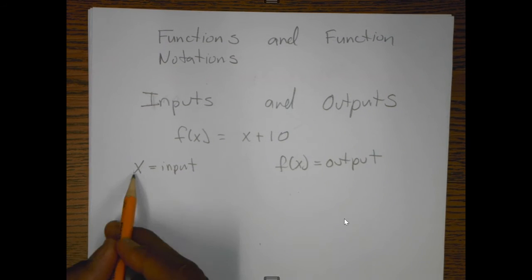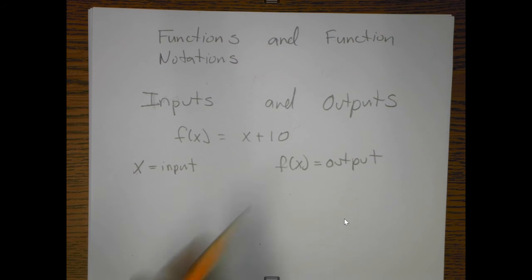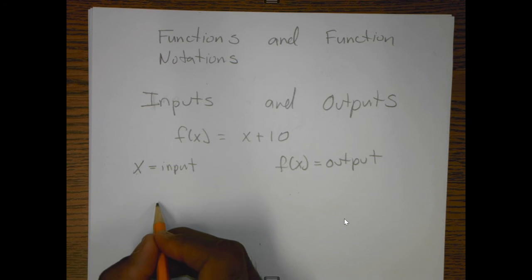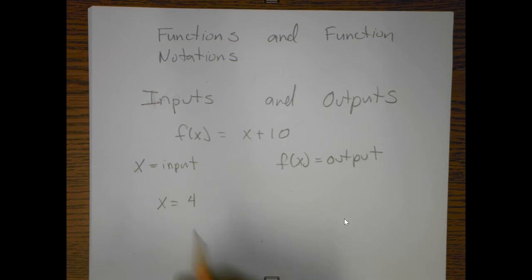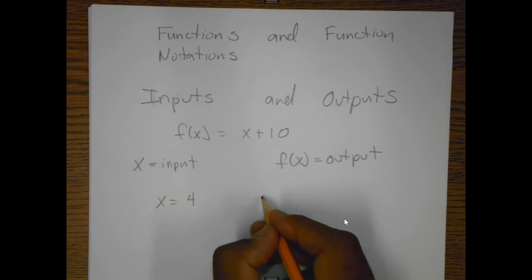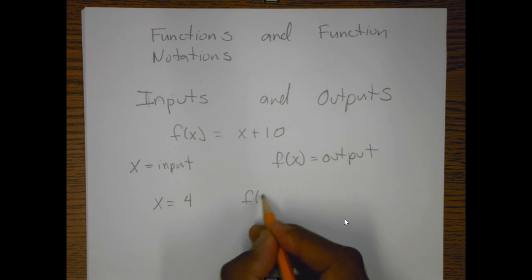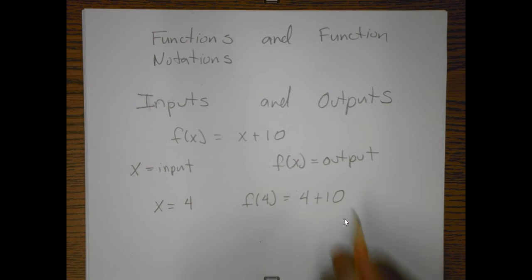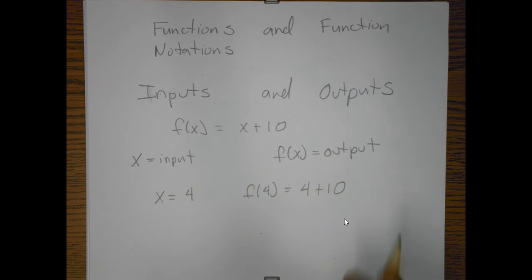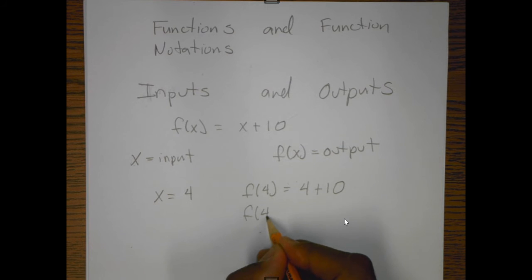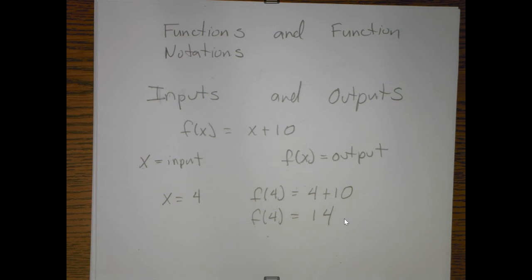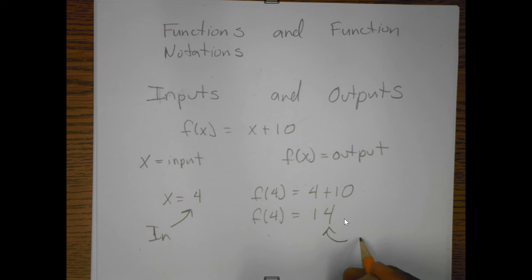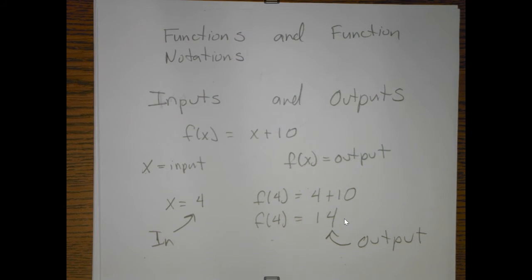This is the thing you put into the equation. This is what you get out of the equation. So if I was to say something like x equals 4, and I was using this function, I would do f of 4, that's how you say it, equals 4 plus 10. Then I work that out, and this is just notation to tell me f of 4 equals 14. So 4 was my input, and the 14 is my output. Let's go ahead and do a few inputs and outputs here.